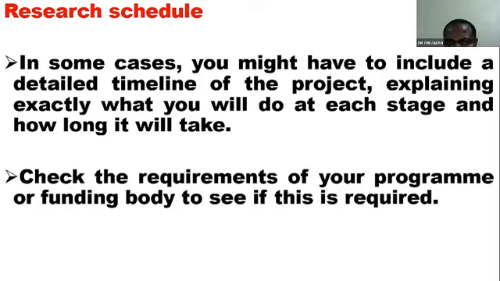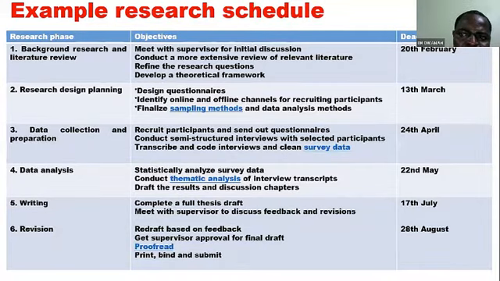For example, of a research schedule I put here, for your proposal: Background research and literature review. Objectives: meet with supervisor for initial discussion, conduct a more extensive review of relevant literature, refine the research question, develop a theoretical framework. This you want to do by 20th February. Remember, this is hypothetical. Number 2, research design planning: design the questionnaires, identify online and offline channels for recruiting participants, finalize sampling method and data analysis method, 13th March.